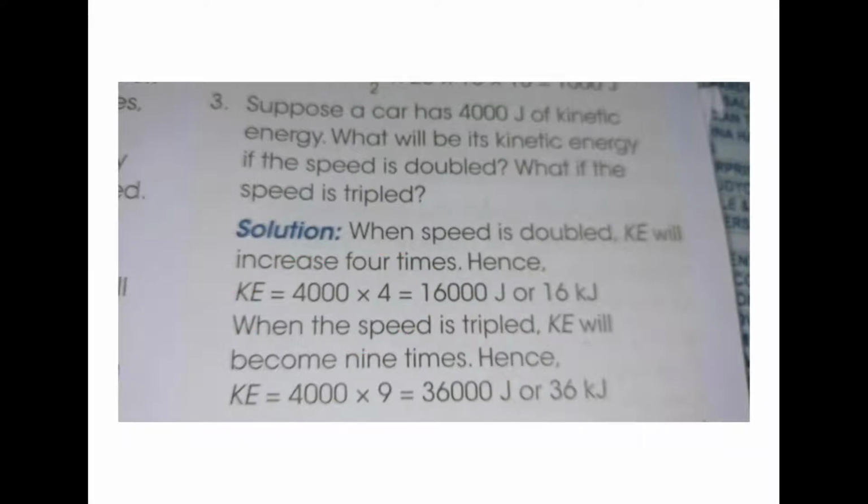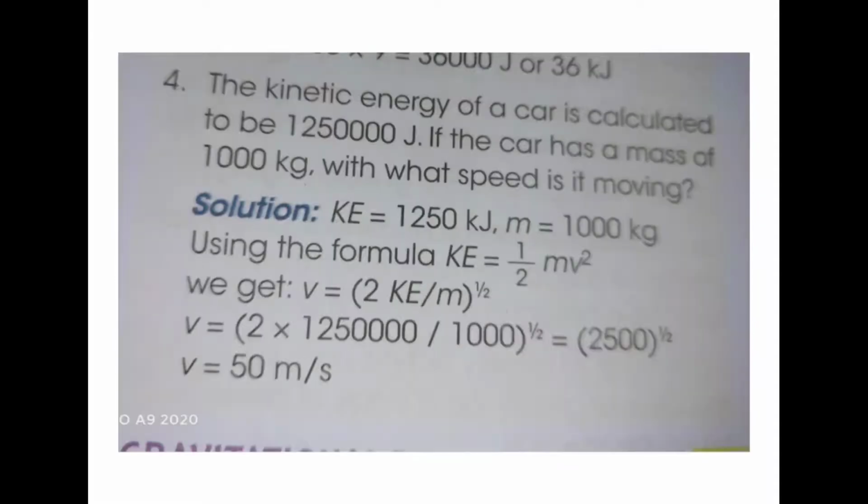Right? So 4 into 4000 is 16,000, or 16,000 can be written as 16 kilojoule. Now what happens when the kinetic energy becomes 9 times? Multiply 9 with 4000, so that is 36,000 joule, or 36 kJ, that means 36 kilojoule. So similarly we have other numerical questions also.